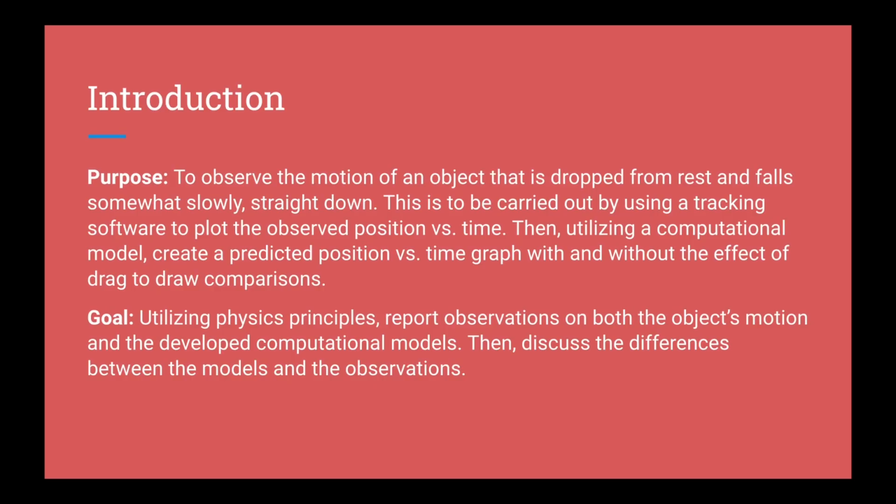The purpose of the lab is to observe the motion of an object that is dropped from rest and falls somewhat slowly straight down. This was carried out by using a tracking software that plots observed position versus time, and then using a computational model to create predicted position versus time graphs with and without the effect of drag to draw comparisons. The goal is to utilize physics principles and report observations on both the object's motion and develop computational models. Then we'll discuss the differences between the models and the observations made.